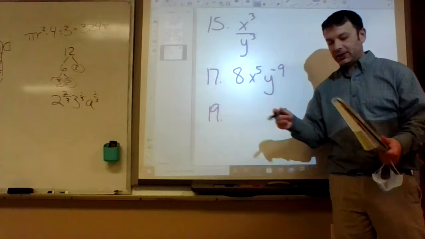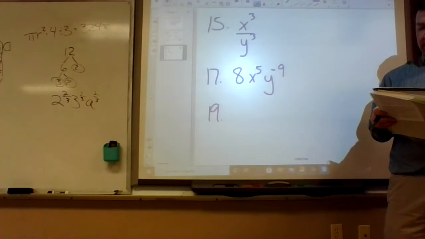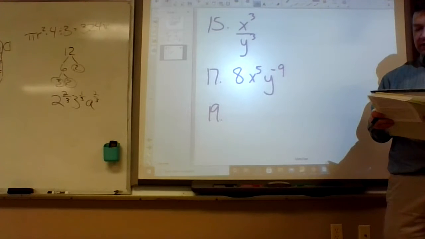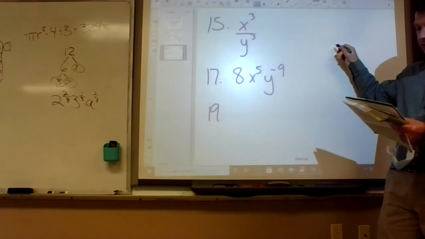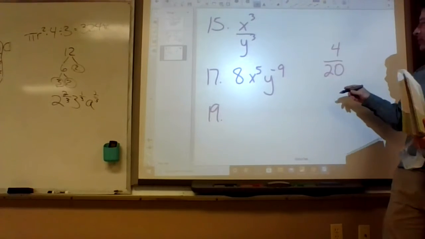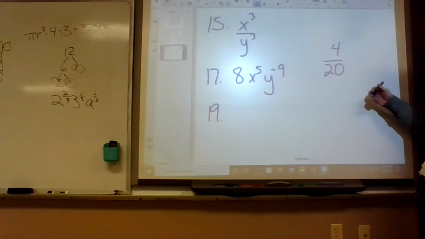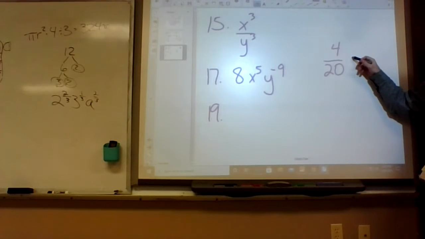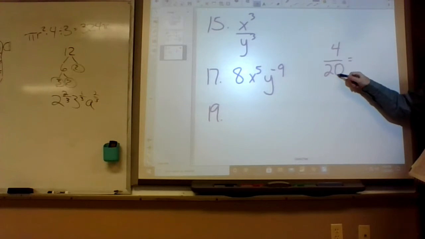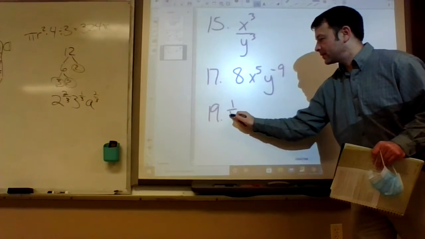All right, number 19. Okay, does 4 divide by 20? Yes. 0.2. No, not well. So what did we do on number 3 when it didn't divide? We just reduced it, didn't we? So, 1 and 1/5? Right, divide by 4, that's 1, and that's 5. So it'll just be 1/5 something.